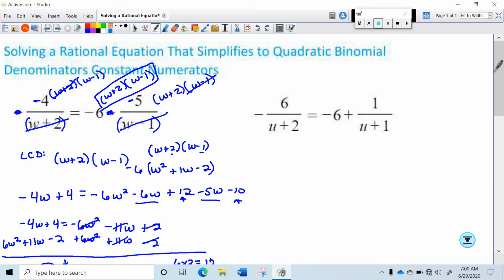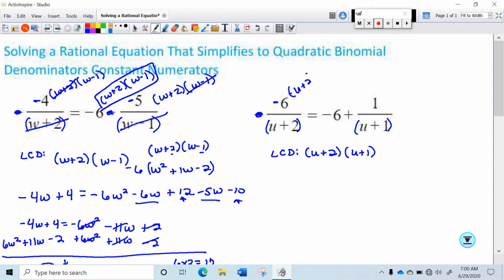Okay, so as you can see, these take quite a bit of work. I'm going to put my binomial in parentheses. I'm going to move any negatives up with the constants. Okay, I'm good there. My LCD is one of each thing in the denominator, so u plus 2 times u plus 1. I put that with each term.